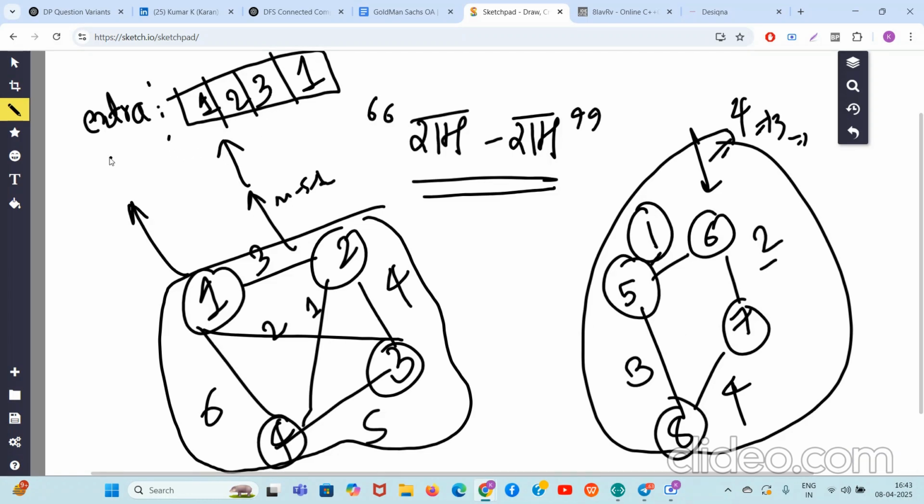So guys, these are all the extra edges. You can remove them if you want to. We have not still removed them. You can remove them if you want to. Even if you remove all of them, there will still be two connected components. That is the meaning of extra edges.